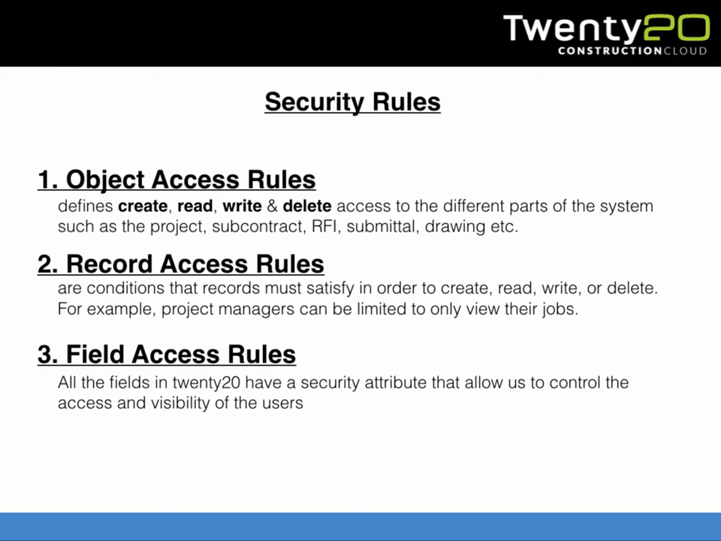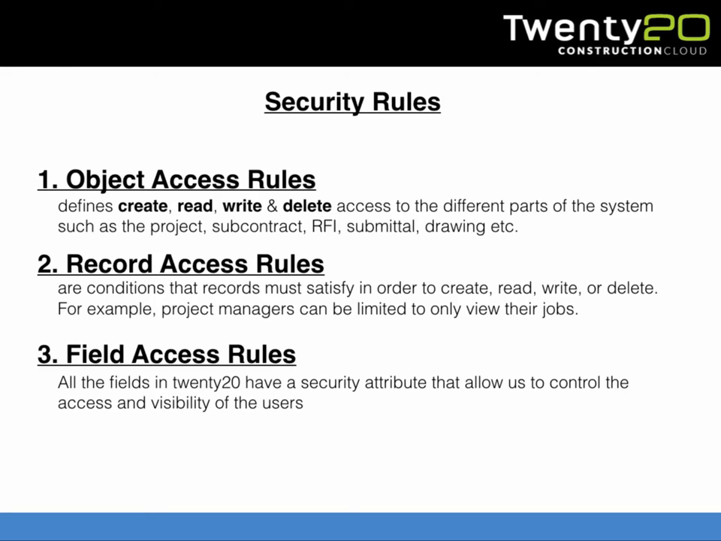First is the object access rules. These rules define who can create, read, write, and delete the different parts of the system. In the 2020 Construction Cloud solution, everything is an object. So for example, a project, or an RFI, a submittal, a drawing, a specification, or a subcontract, etc. Each of these are objects. We can create rules that limit access to the different objects in the system. For example, I could create a rule that limits a project manager's access to RFIs. So when they got in and looked at their projects, they would not see the RFIs for that project because they don't have access. By removing that rule, they would have access to all of the RFIs for all of the projects.